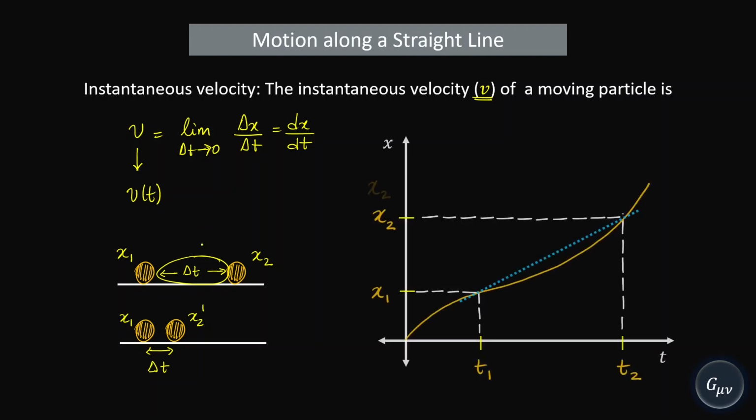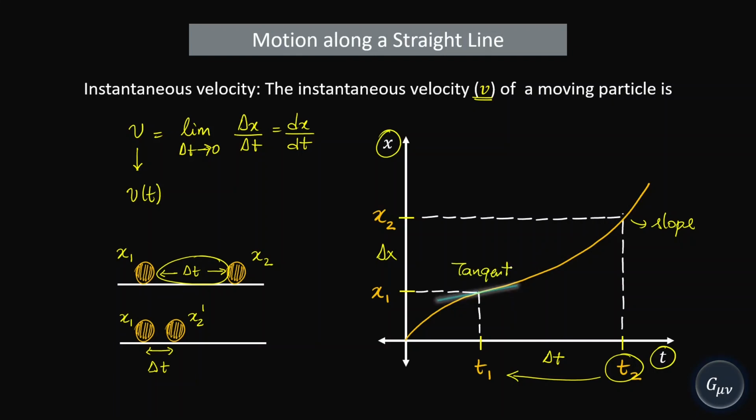If you look at the graph of x versus t, the quantity delta x by delta t is the slope of this line, which is the average velocity. Now if you make delta t smaller and smaller by bringing t2 closer to t1, this straight line eventually becomes the tangent to the x-t curve at this particular point. At this point, the slope of the tangent to the curve gives the instantaneous velocity.